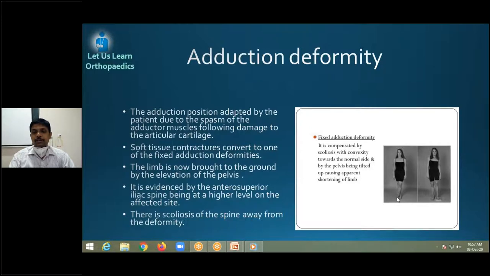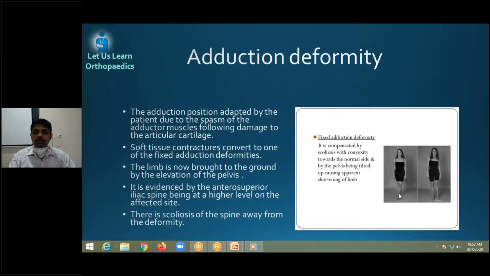How will it happen? Because you try to abduct the limb and you put a block below it, so that the anterior iliac spine will come to a higher level. So it is compensated by scoliosis with convexity towards the normal side and the pelvis being tilted up, causing apparent shortening of the limb. So you see here, there is a brick below the affected limb, left side. This indicates there is shortening of the limb. Adduction means the limb will be crossing the midline medially because of the spasm of the medial side muscles. So to compensate for it, a patient with an adducted limb cannot walk.